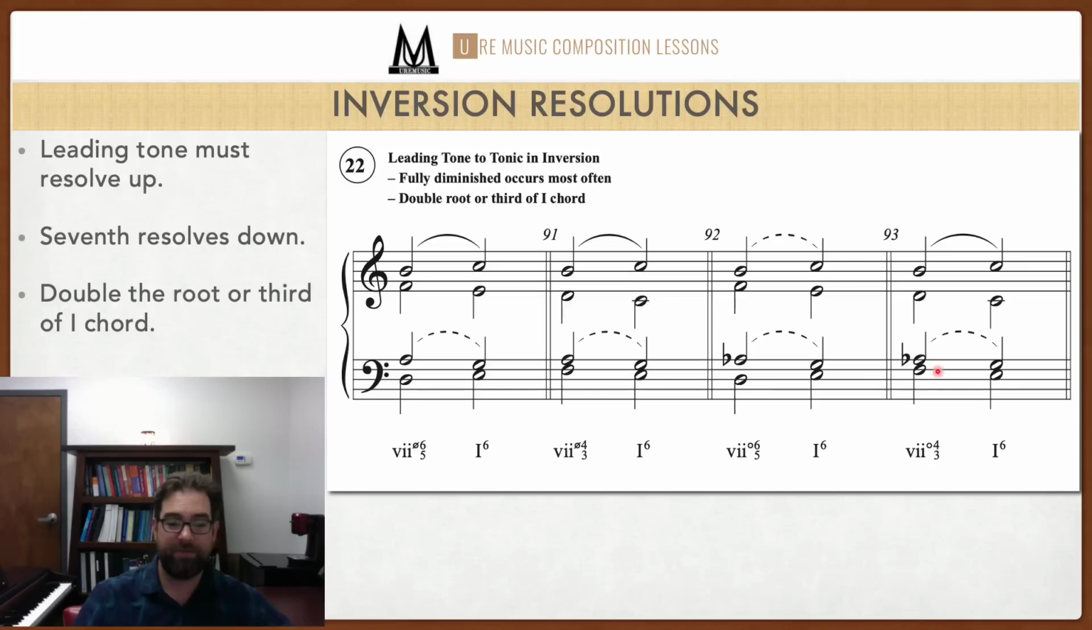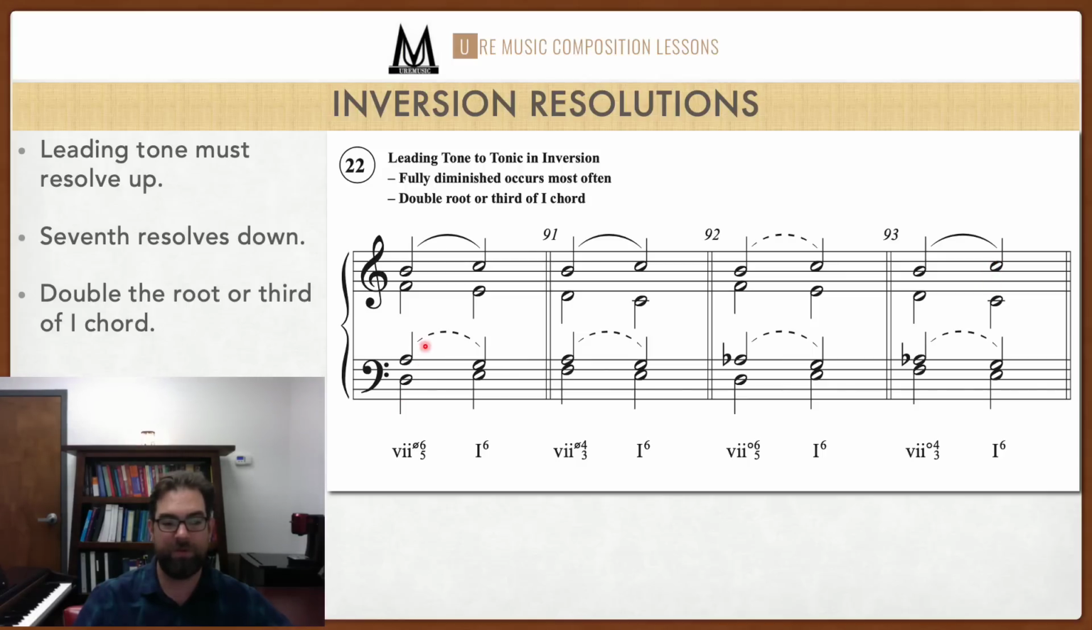And here is our last one. We've got a B, a D, an F, and an A flat. So this is where you get the seventh in the bass, the fifth in the bass. So that fifth just comes down, and then your leading tone still comes down. Your seventh comes down, and your leading tone goes up. And here again, we double the root.